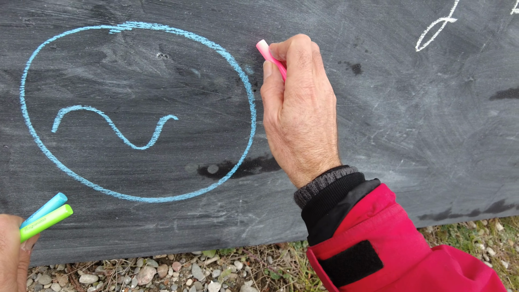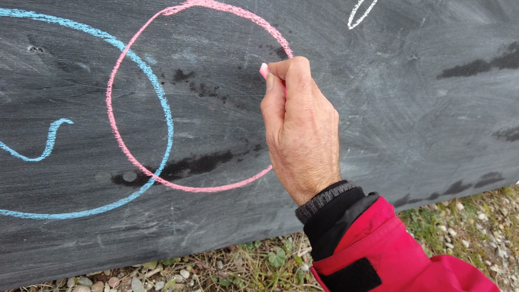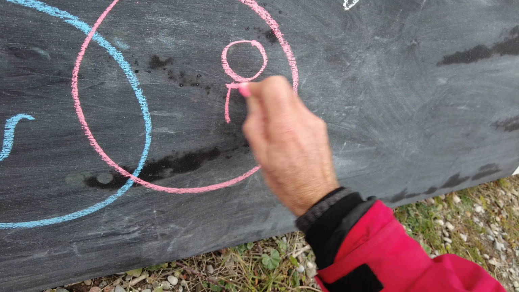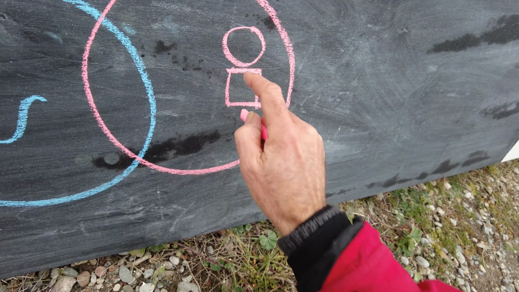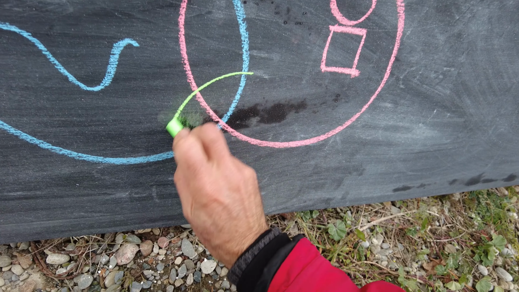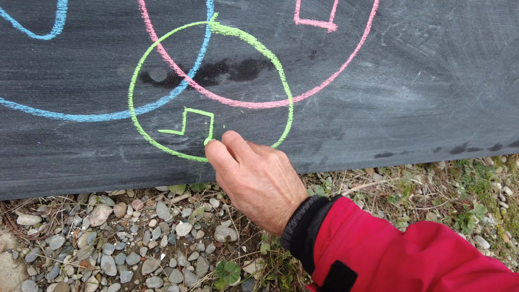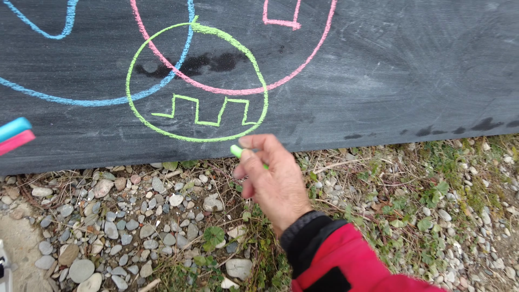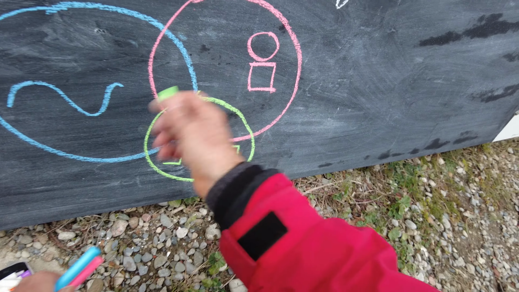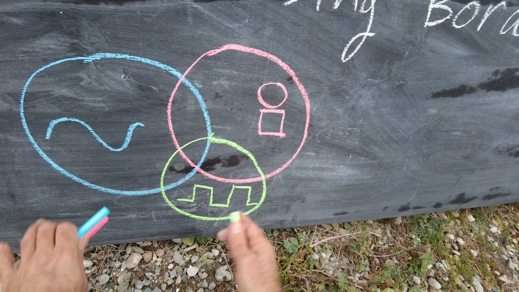And then let the human be represented by the pink color. This is a human. I'll just draw the head and the body. And then let technology, computers and so on, be represented by the green, like an oscilloscope screen, the green screen of the computer. So we've got these three intersect.